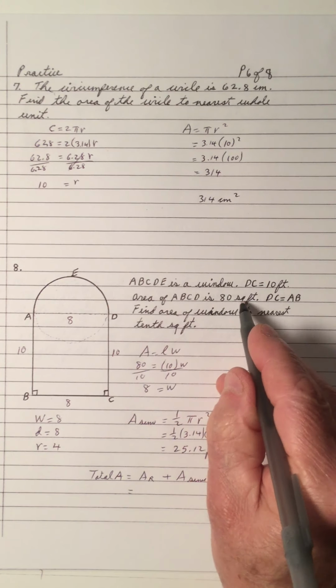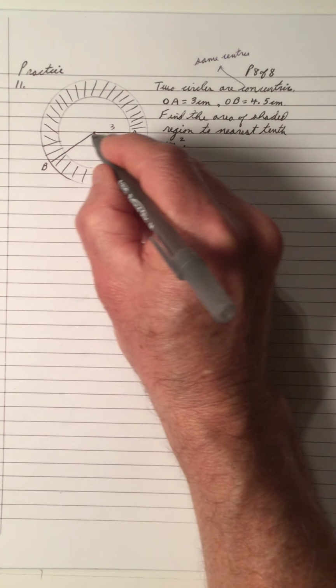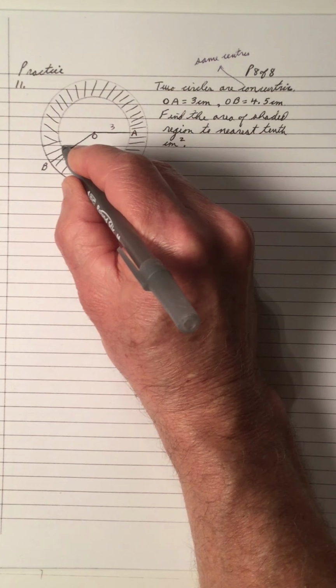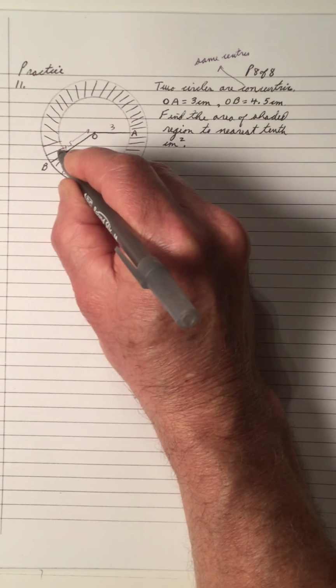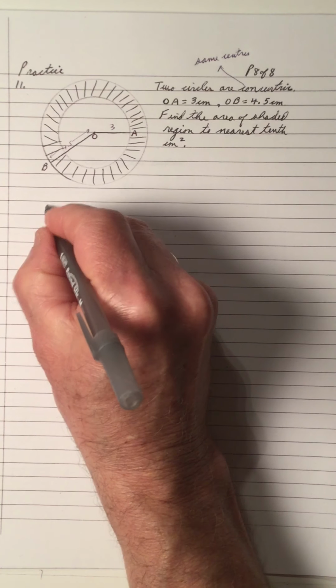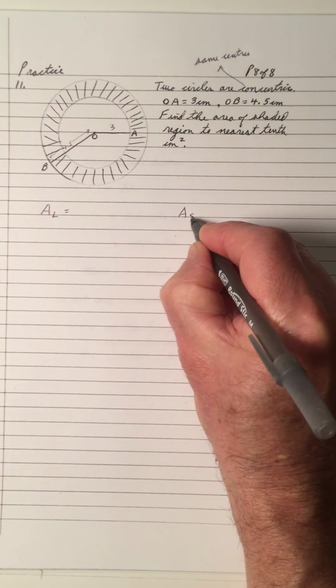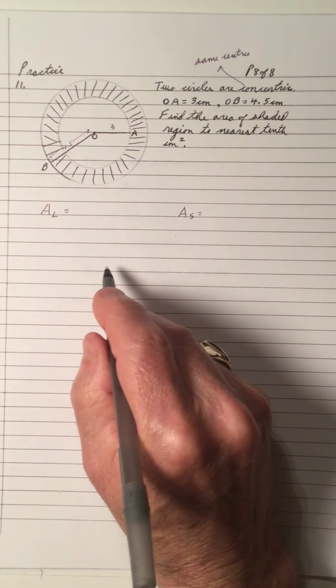Let's see. Two circles are concentric. Oh, concentric. Concentric circles, they have the same centers. So these two circles have the same center O. And it says OA is 3. And it says OB is 4.5. So OB is 4.5, two radii. Find the area of the shaded region. So the area of the shaded region is the area of the large circle. And we're going to get the area of the small circle. And then shaded is the difference.